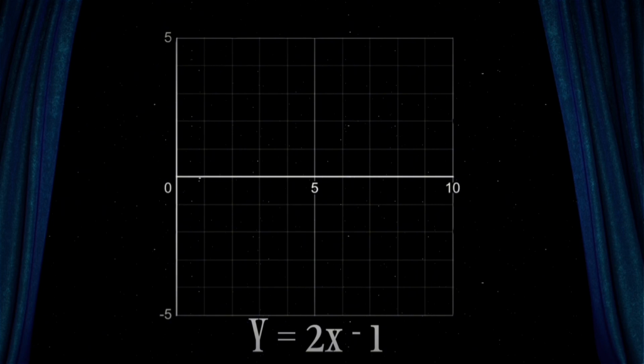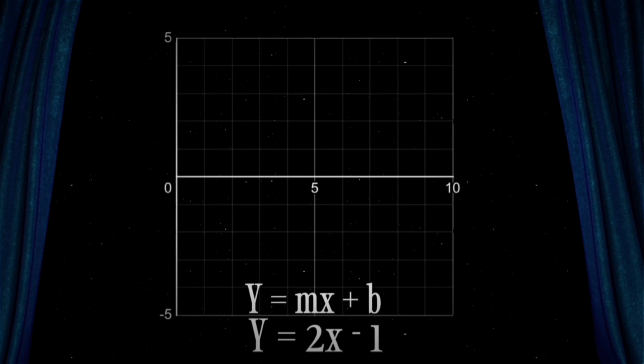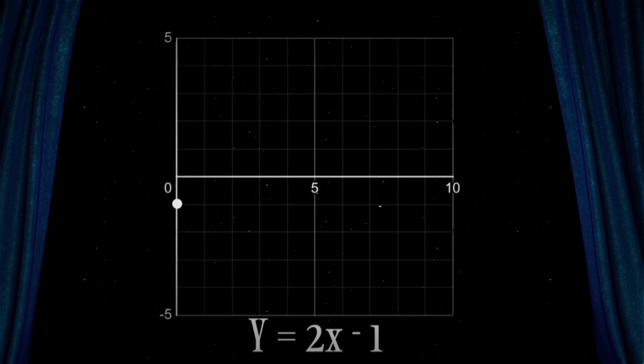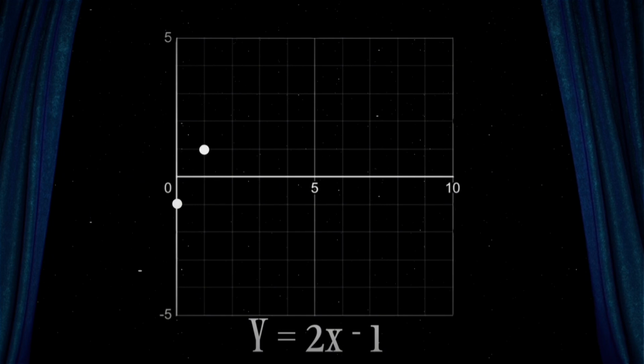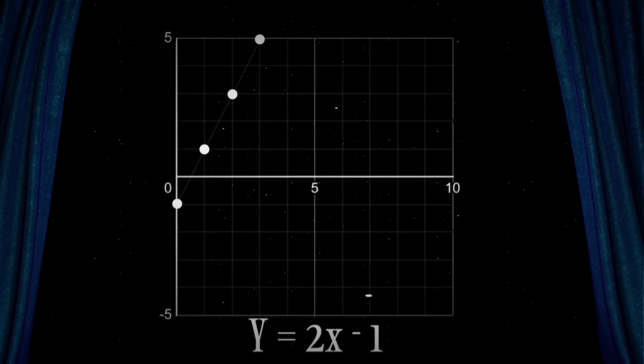First things first, we have to plot the y-intercept. As we can see in the equation, negative 1 is the y-intercept because it takes the place of b. Now that we have it plotted, we can use the slope to find the other points. The slope is 2, so we'll go up 2 spaces and to the right one space. If we continue to plot points, we get enough to draw a line through the graph.